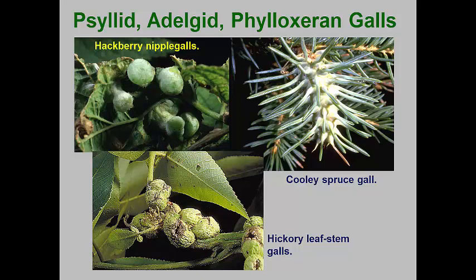Remember that the gall-forming psyllids don't alternate host plants, and the phylloxerans can alternate forms. But these forms stay on the same host plant.